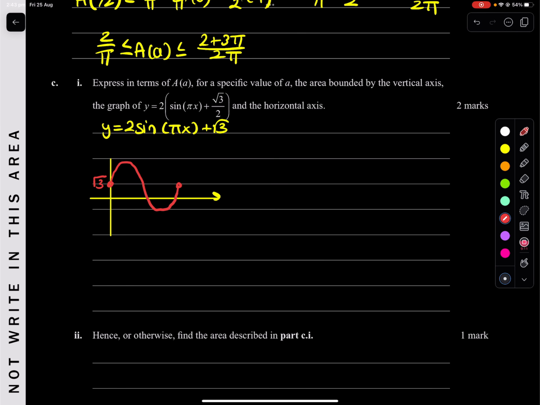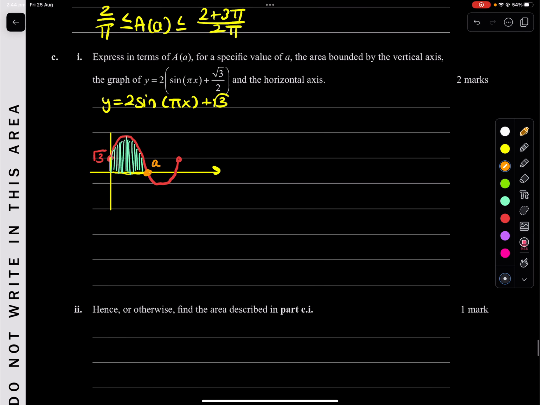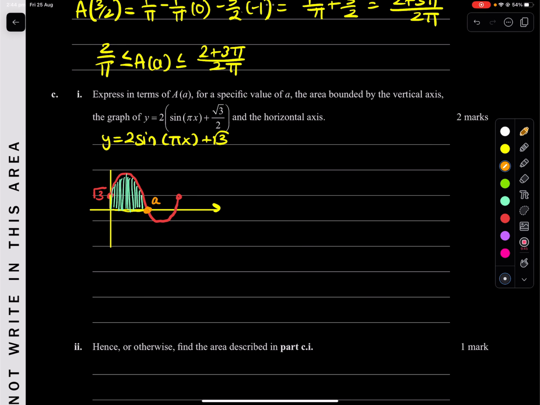What we're trying to find, in terms of a on a for a specific value of a, is the area bounded by the vertical axis, this axis, the graph of this, and the horizontal axis, which is here. So we're trying to find this area. This is the area, and this is going to be your value of a in this case. So we need to solve for when y equals 0.